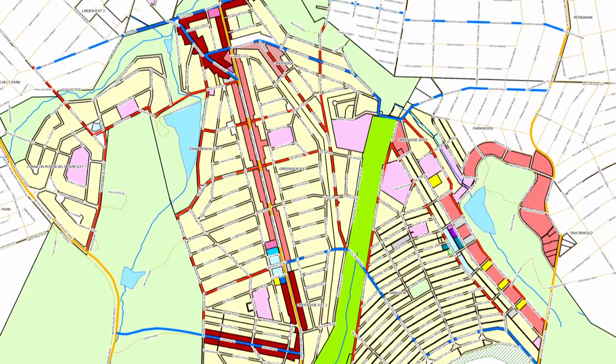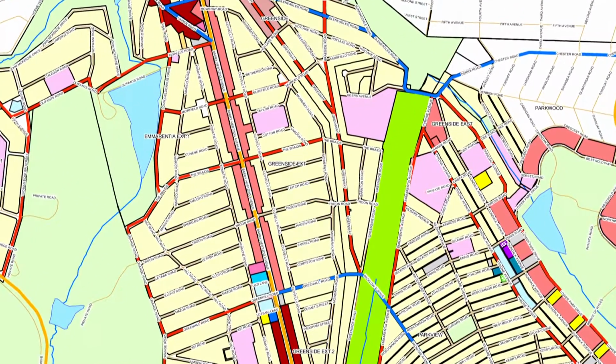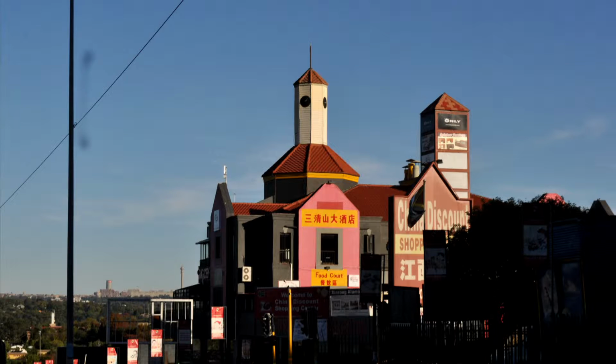Then the owner will pay different rates on this property depending on what usage category it is zoned under, for example, business or residential. Now, let's move on to the next question. How does the city inspect your property?